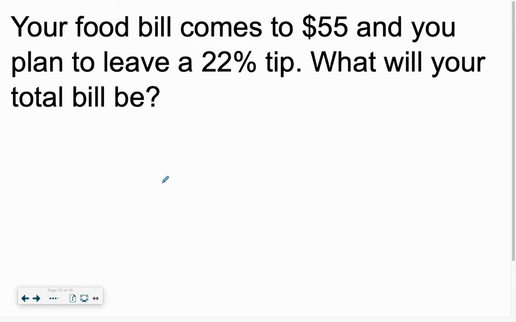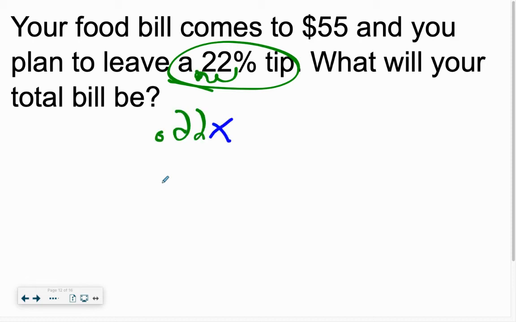Your food bill comes to $55. You plan to leave a 22% tip. What will your total bill be? Well, what do we have? A tax, tip, discount, or markup? Because we got a tip, it's a 22% tip. 22% of what? 22% of 55, your food bill.